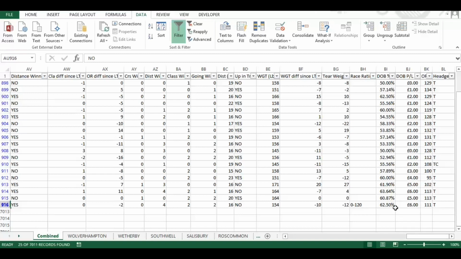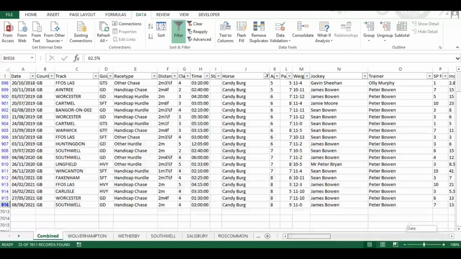Now you've got to bear in mind that although it's profitable, so £6 to a 1 unit stake, it is only 2 out of 3 times that this horse has dobbed. So there is always that likelihood that it won't, especially if it's over hurdles. It could fall and unseat the rider, and those things can't be accounted for.